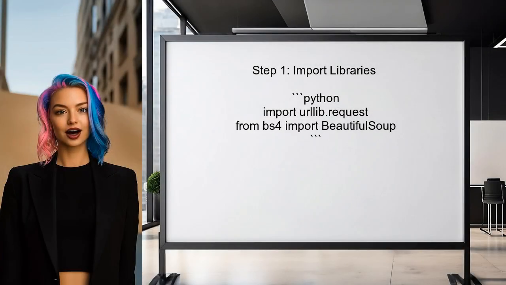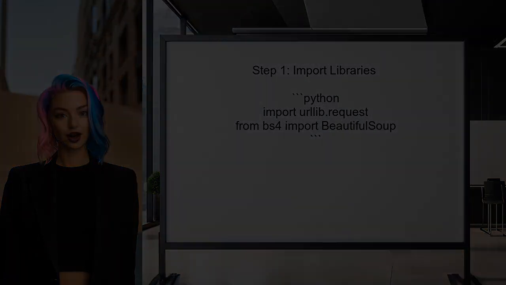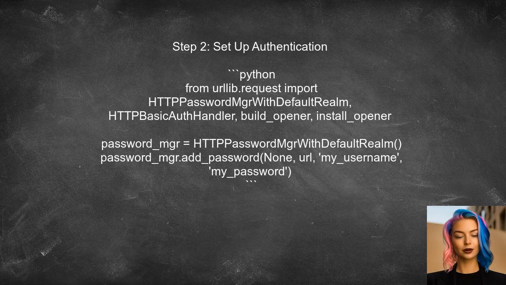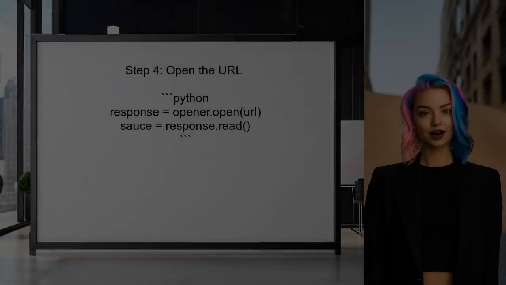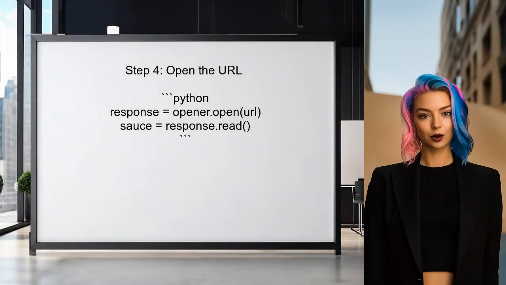To begin solving this issue, the user needs to import the necessary libraries. Specifically, they should import urllib.request and BeautifulSoup from bs4. Next, the user should create a password manager to handle the authentication. This can be done using the HTTPPasswordMgrWithDefaultRealm class from urllib. After setting up the password manager, the user needs to create an authentication handler and build an opener that will use this handler. Now the user can open the URL using the opener they just created. This will allow them to read the web page that requires authentication.